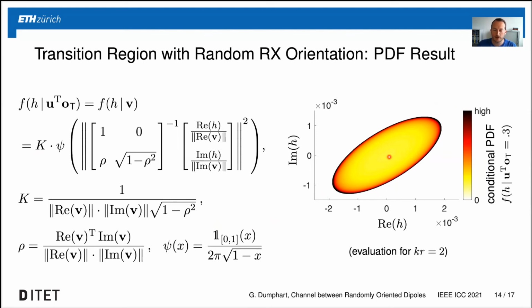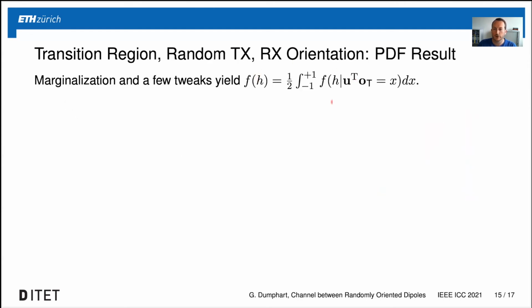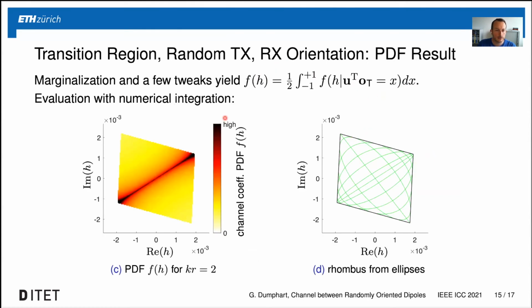We can see this as a preliminary step to determine the distribution of H with random transmitter and random receiver. We can do this by marginalization of this result, and it turns out that we cannot solve the integral in closed form, but we can do numerical integration. And we obtain a particularly interesting PDF. The support is now this rhombus here. And here you can see how this rhombus arises from the ellipses for different transmitter orientations.